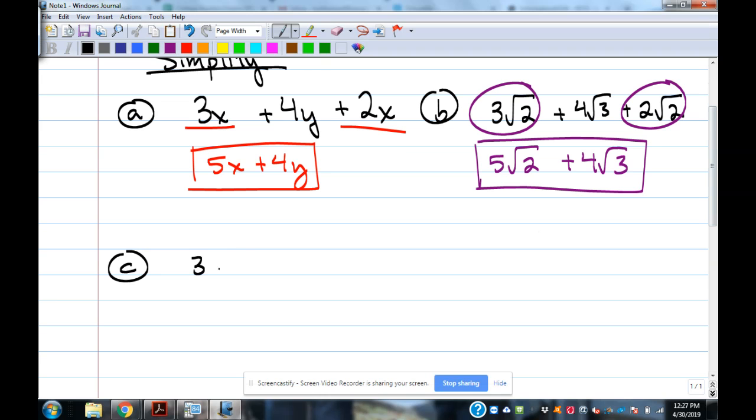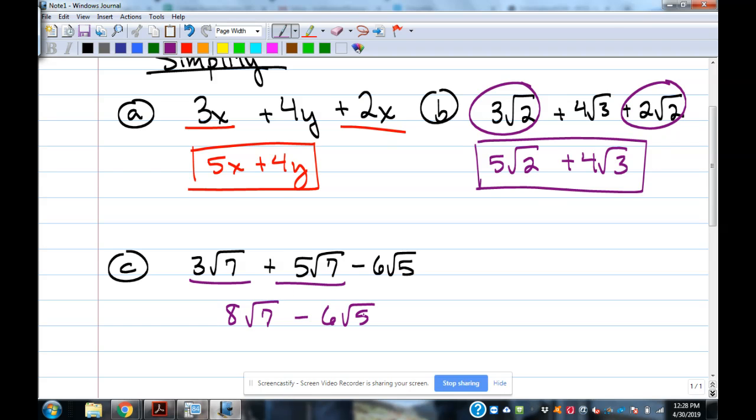Maybe it's something like this: 3 radical 7 plus 5 radical 7 minus 6 radical 5. Which ones of those are like terms? The ones with the radical 7 on them are like. They've got the same square root. So these two are going to be put together. There's an addition sign between them. So it's going to be 3 plus 5 is 8 radical 7. And then the 6 radical 5 doesn't have a like term, so it just comes down with you.